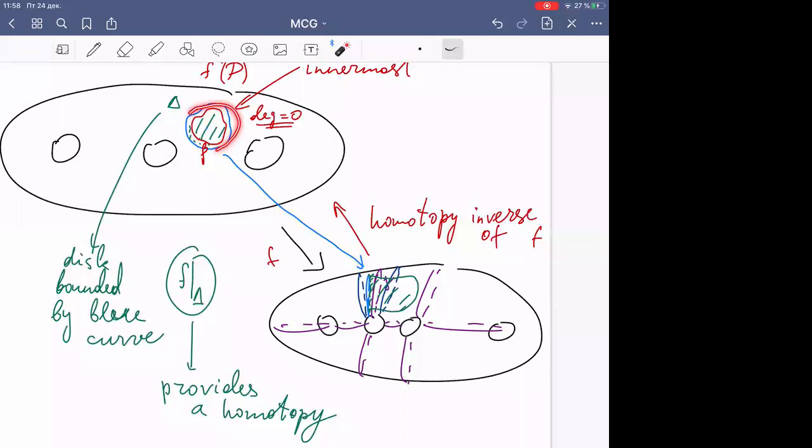the image of this blue curve is homotopically trivial, since it goes 0 times along gamma. So it actually can be contracted by a map of a disk inside this half of the cylinder, and this F of delta provides a homotopy between the original map and this new map.